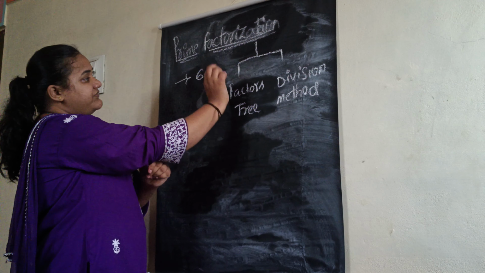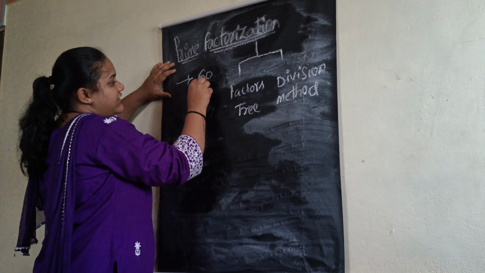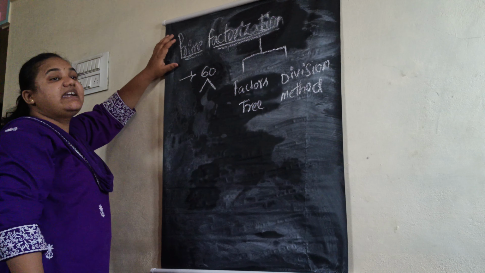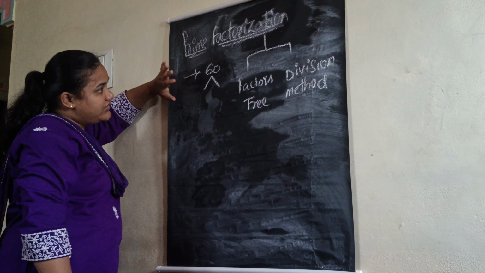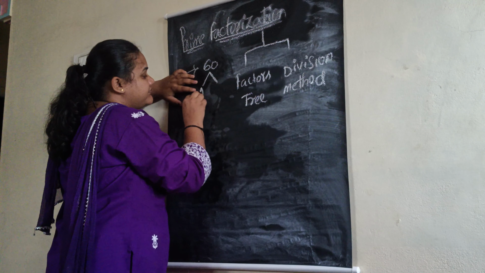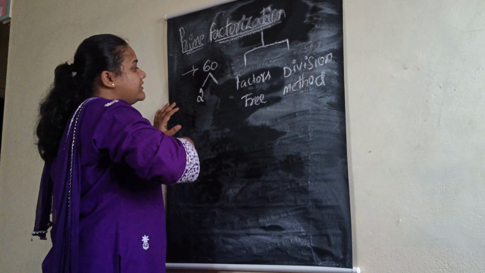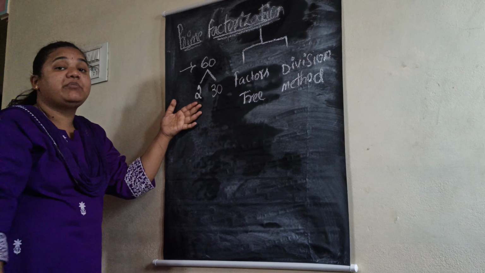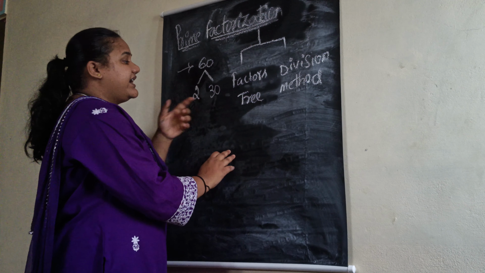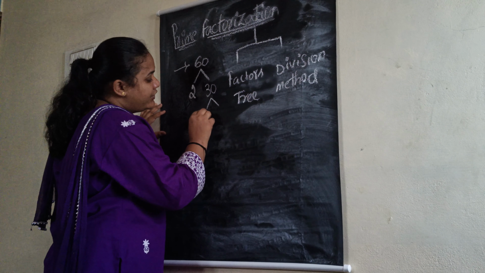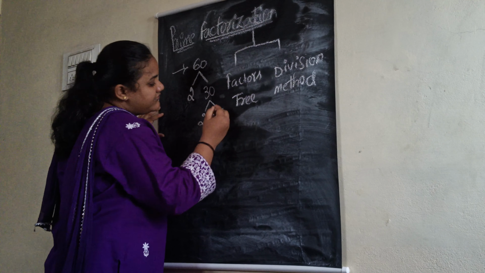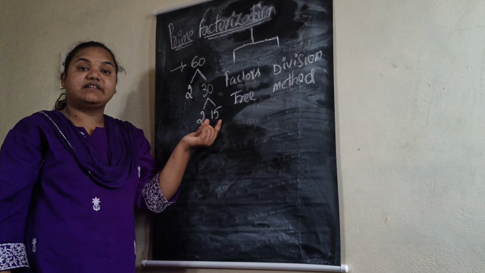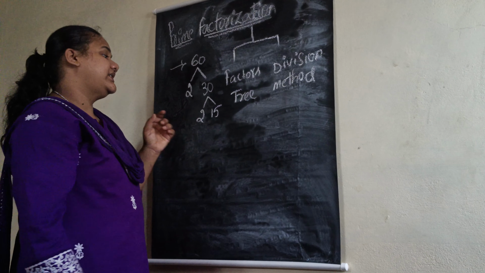Now we will break down 60. Starting with the first prime number, which is 2. So first we will go with 2. 2 30s are 60. 2 is already a prime number, so we cannot break it. But again, 30: 2 15s are 30. 2 is again a prime number, we can't break it. But 15 is still a composite number, so again we have to break it down.